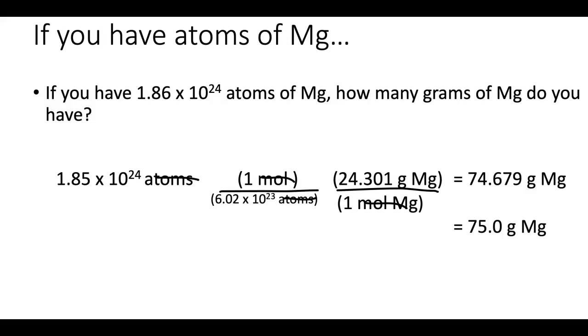Now, it's not going to look right. And when you type all of that in, I got 74.679. And I had to round that to 3 significant figures. So I've made it 75.0.